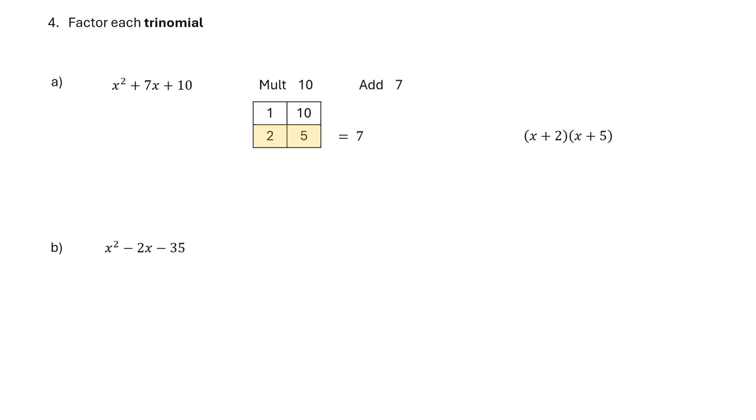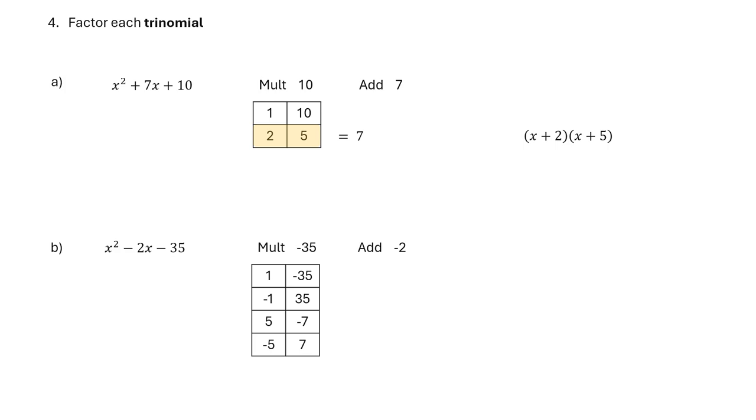In question B, x squared minus 2x minus 35, we're looking for two numbers that will multiply to negative 35 and add up to negative 2. So we'll write in our factors of negative 35, and then we'll look down our list of pairs and see which ones add up to negative 2. And that just happens to be 5 and negative 7. So our factored form will become (x plus 5)(x minus 7).